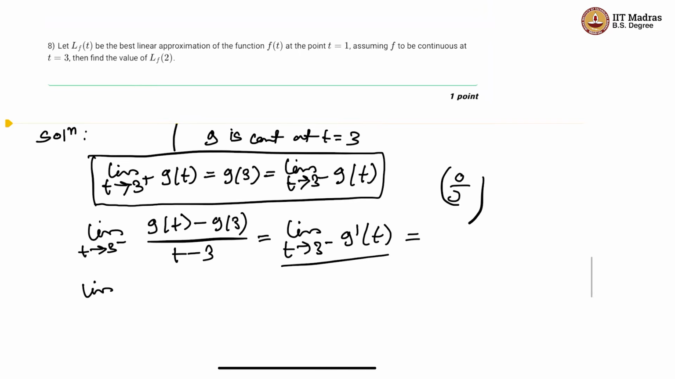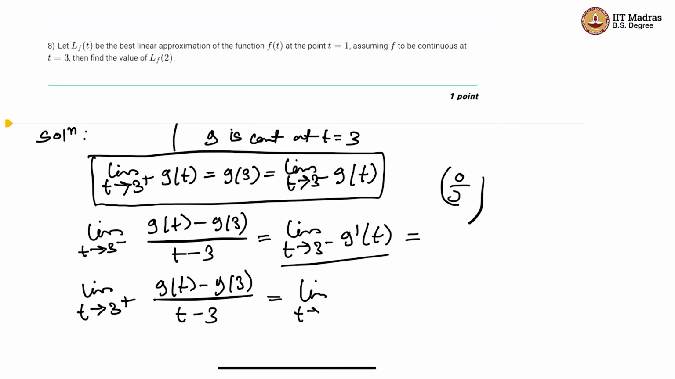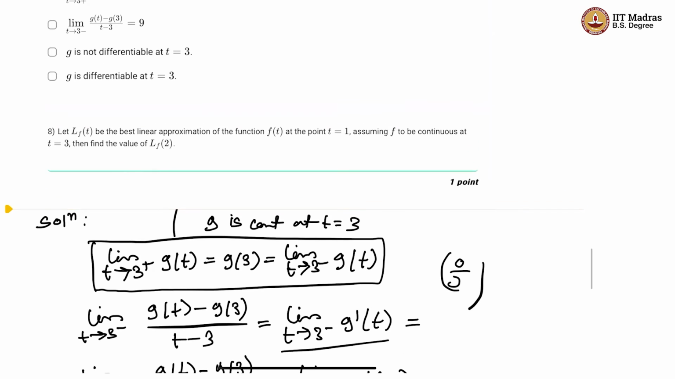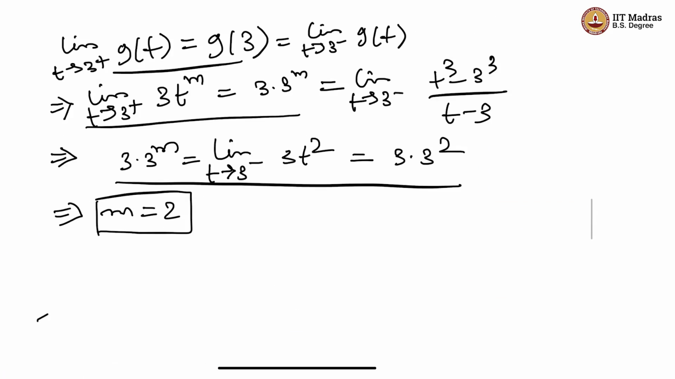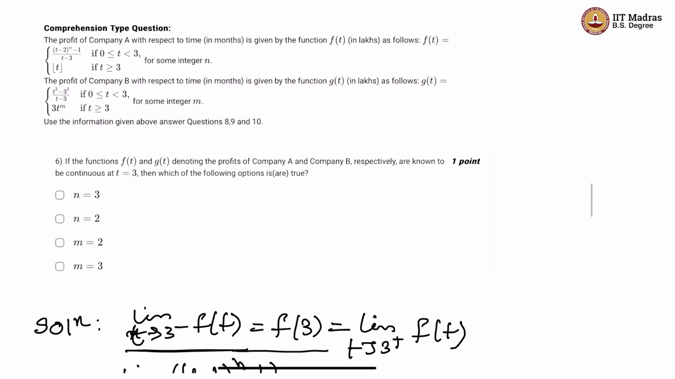Similarly, limit t tending to 3 plus of (g of t minus g of 3) by (t minus 3), this is again in 0 by 0 form, so again we will apply L'Hopital's rule, so we will get g dash t. Okay, so these are two limits. Now we have to calculate these two limits. So this is our g.